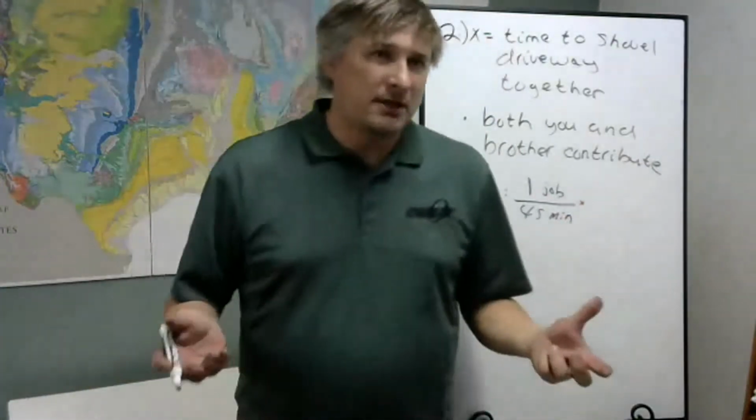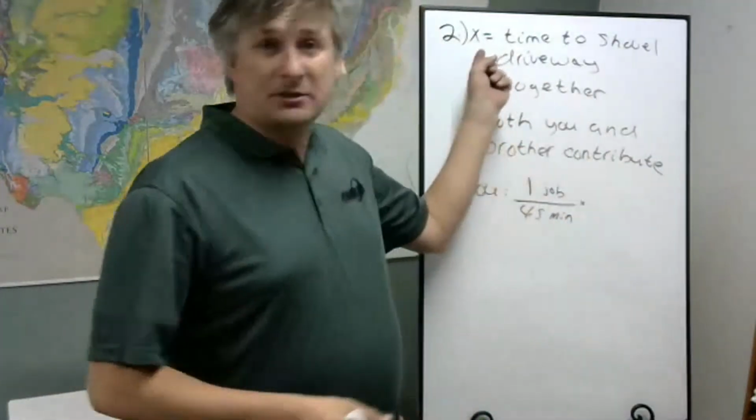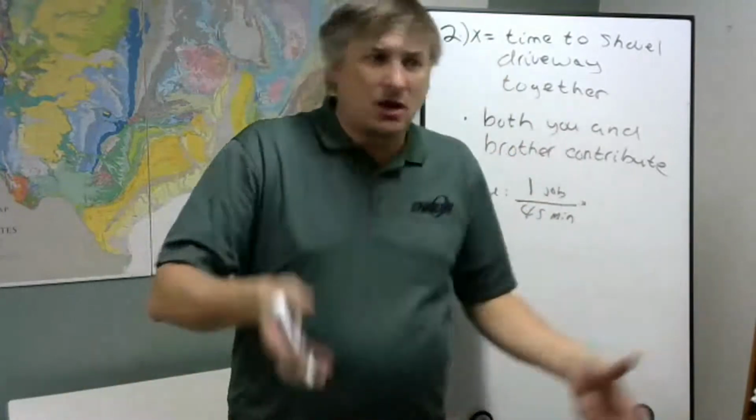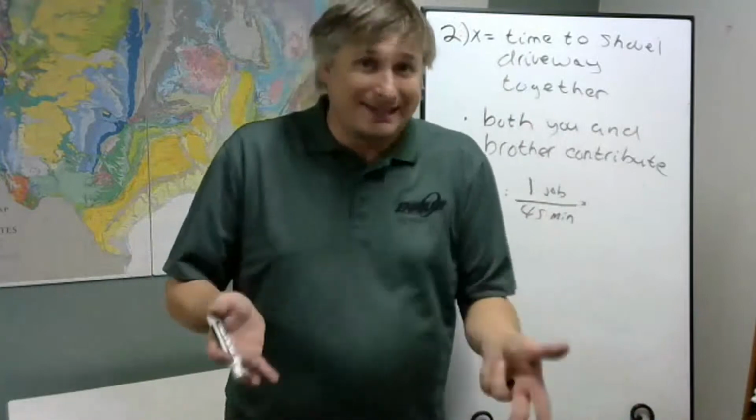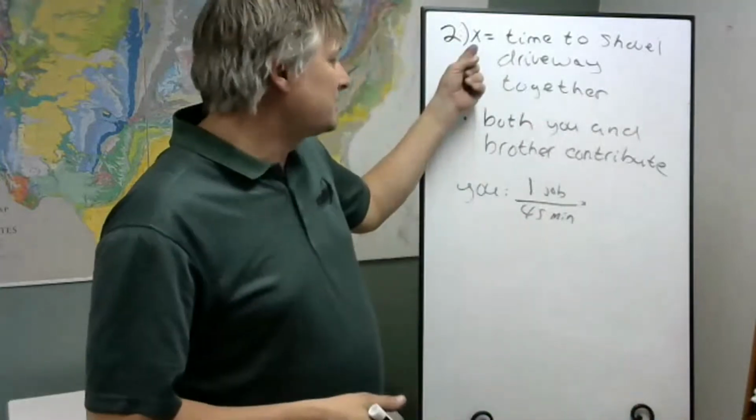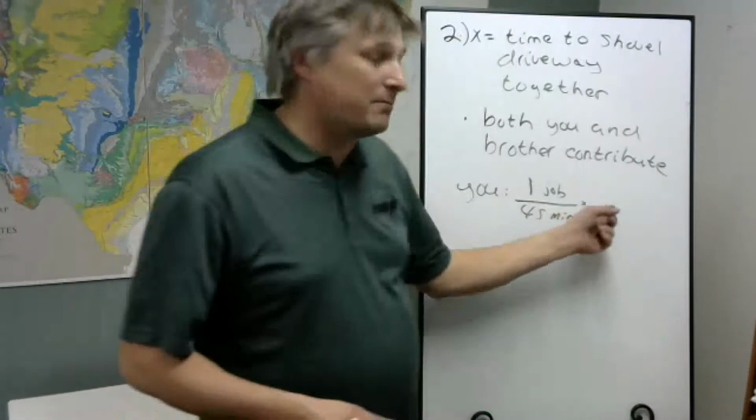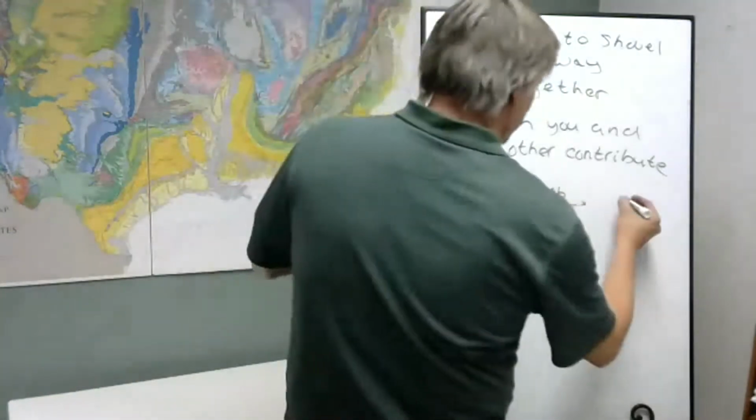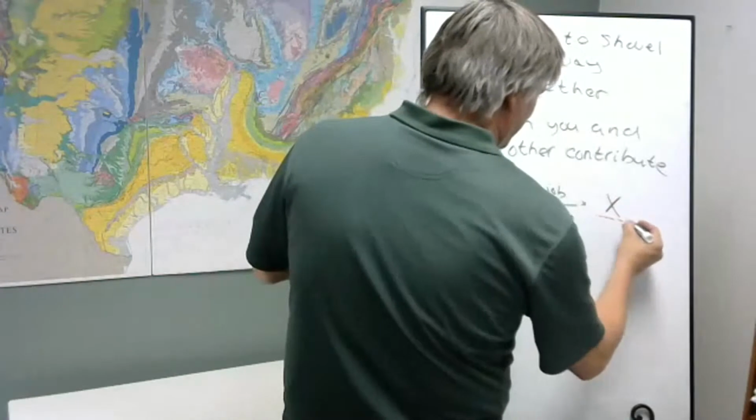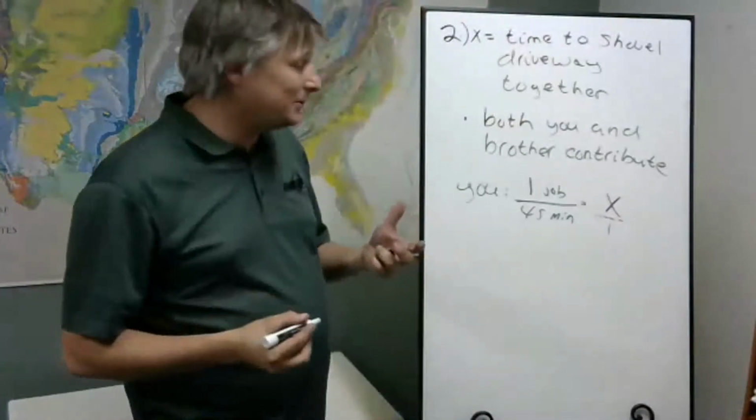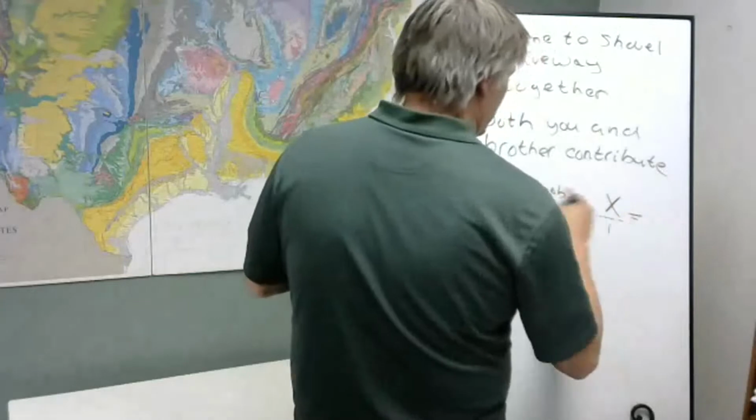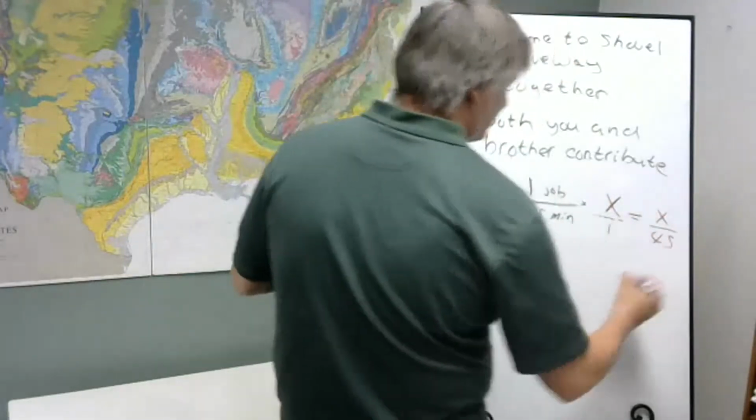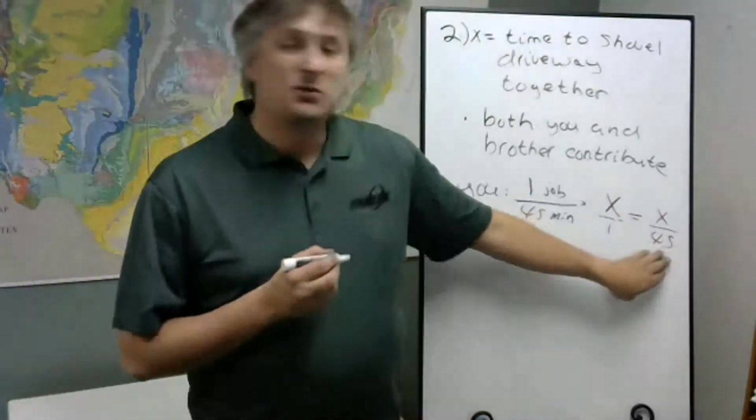Now, you and your brother working together, you're going to do this for X amount of minutes. So how much of a job, or how many jobs, or what fraction of the job are you going to get done if you're only working X amount of minutes? Well, we take the amount of minutes like we did before, multiply it to that. So X. And again, put it over 1 so we can do our fraction multiplication. 1 times X is X. 45 times 1 is 45. So this is your contribution.